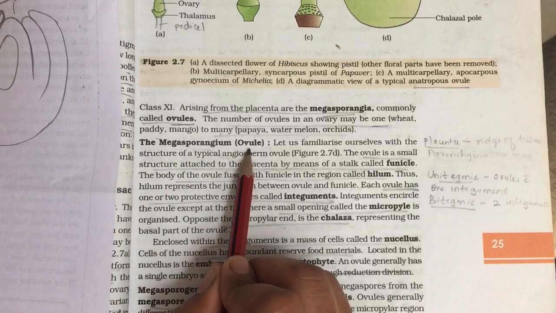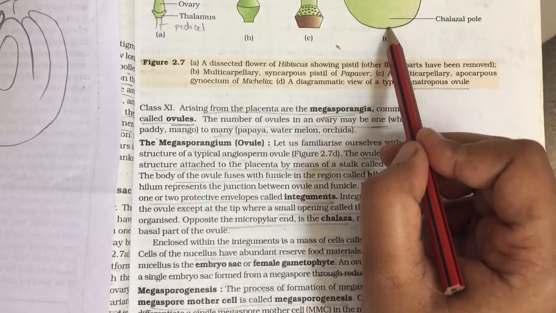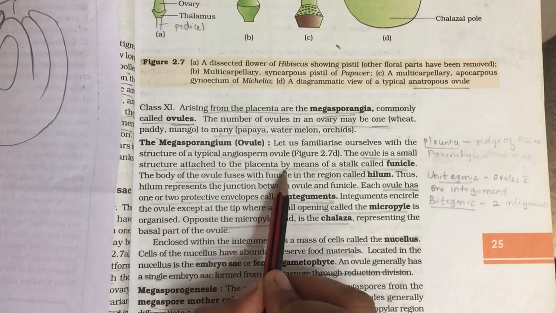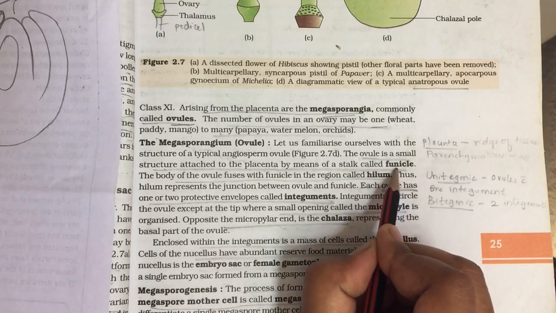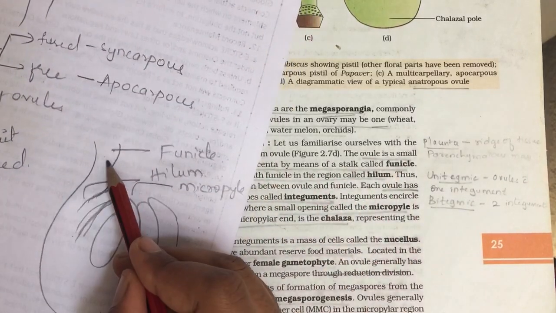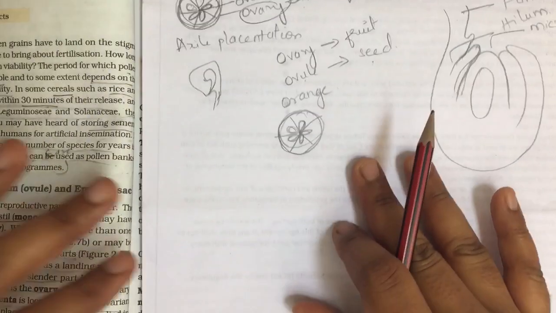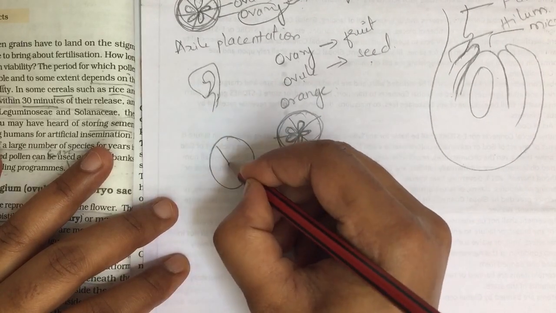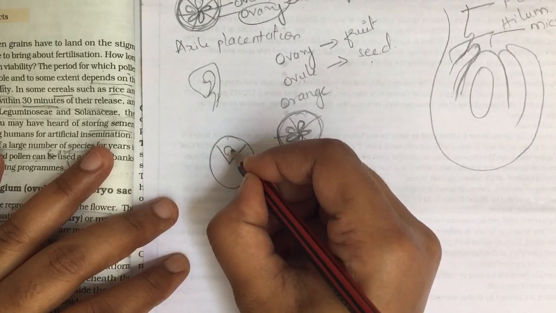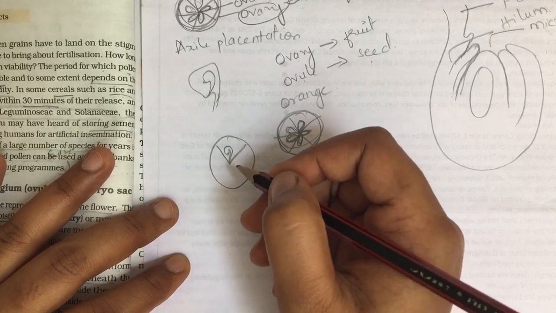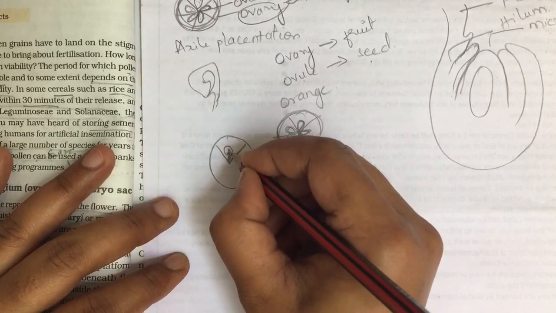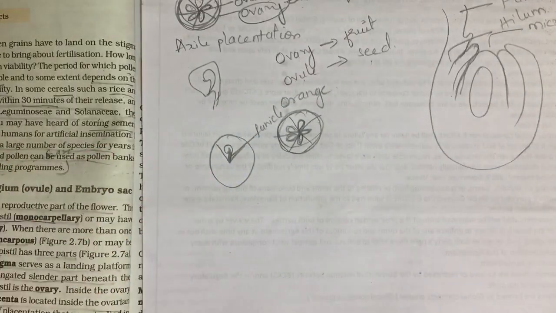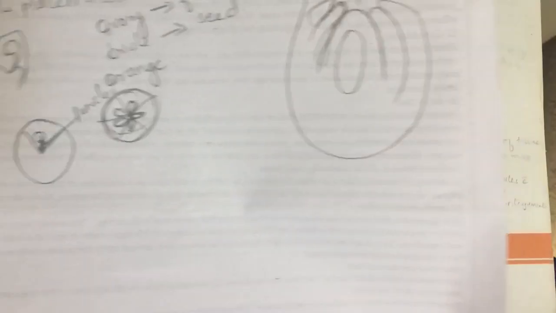So the megasporangium or ovule, about this structure which we have mentioned here. You can find the ovule is a small structure attached to the placenta by means of a stalk called funicle, which means funicle is used to get attached to the placenta. So here we have shown these are the ovules. If I draw it once again, this is the ovule, and it is getting attached to the placenta through the funicle. So this is the funicle which is helping that ovule get attached to the placenta.